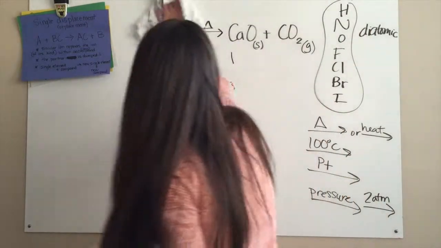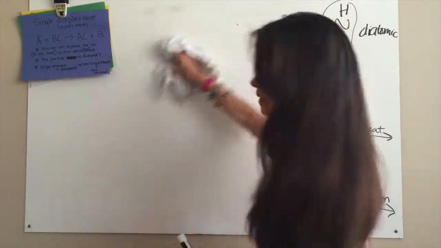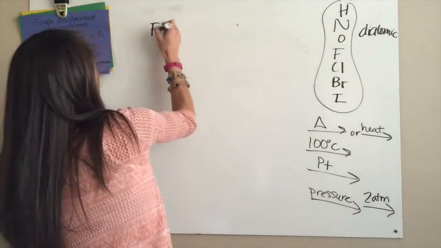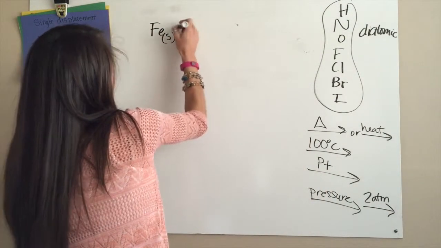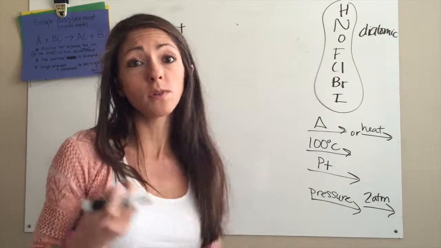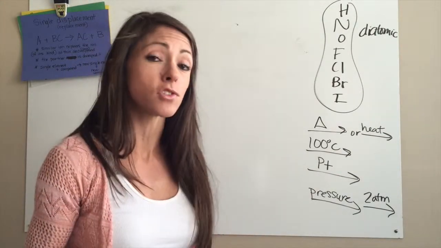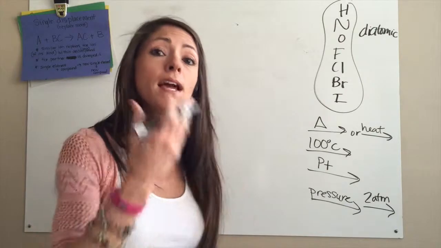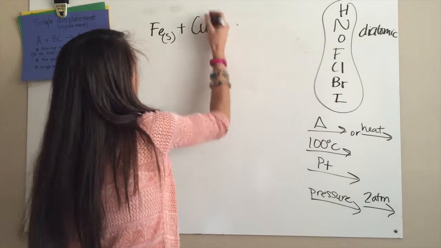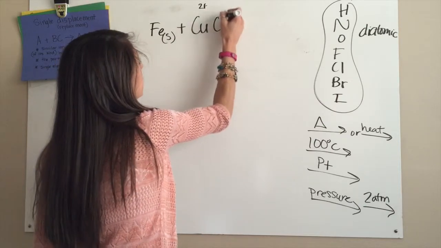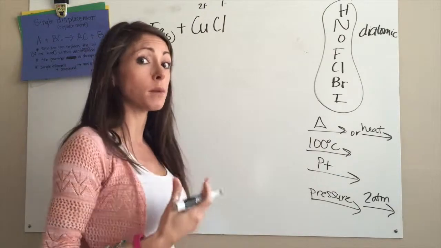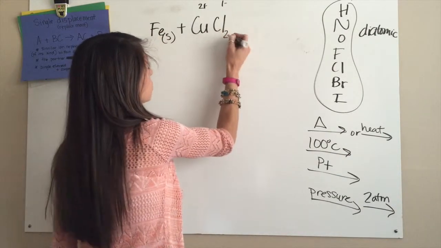Now, I'm going to give you an example up here with iron, Fe solid, and copper 2 chloride. The Roman numeral 2, which I'm saying in its name, indicates it is a transition metal that has a varying oxidation state. So if it's copper 2 chloride, that means it's 2 positive. Now chlorine always has a charge of 1 negative, so the correct formula for copper 2 chloride is CuCl2.